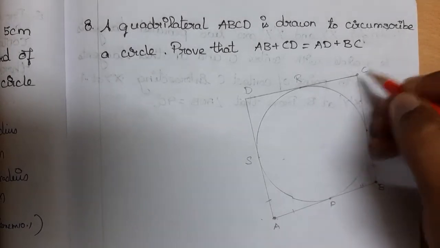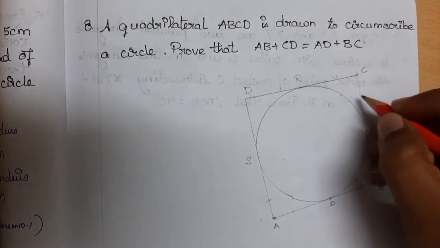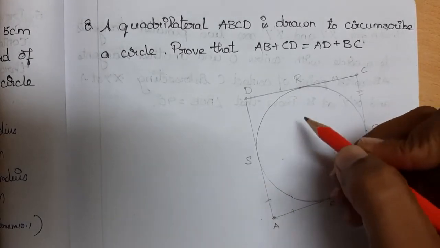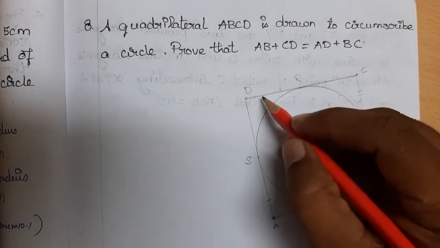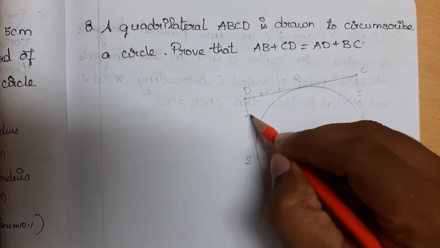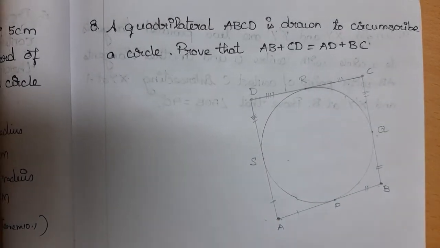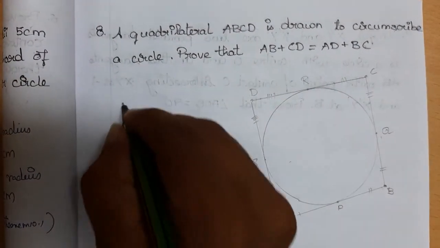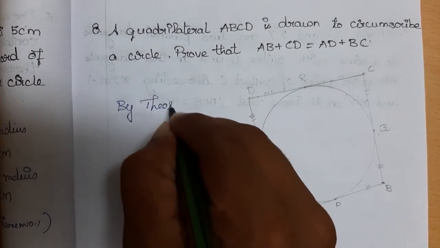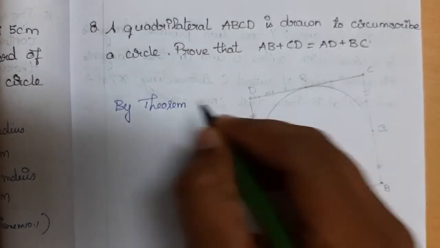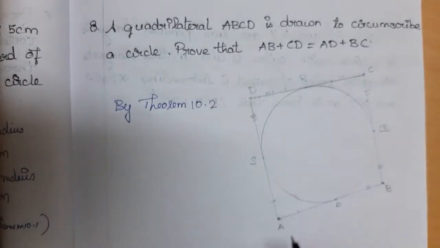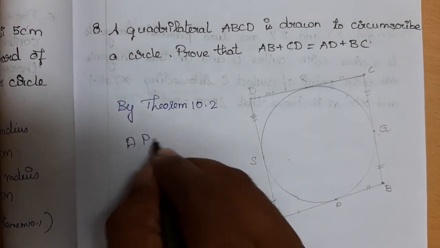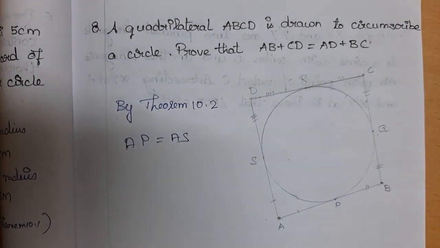And here C is the external point, so CR will be equal to CQ. The same here, D is an external point touching the circle at one point, and these two lengths will be equal: DR is equal to DS, right? You need not mention what ABC is, since it is already given in the figure. So by theorem 10.2, we can say that AP is equal to AS.